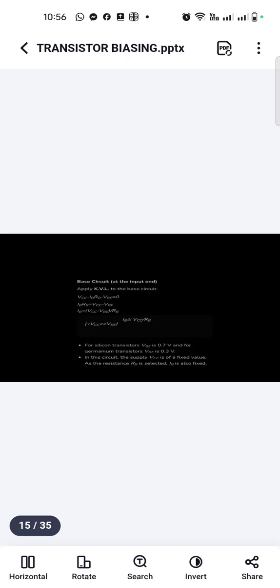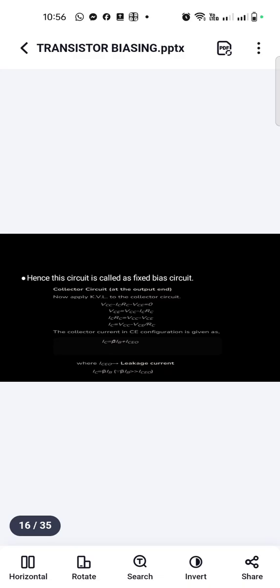So see the condition: for a silicon transistor, the VB value is 0.7 volt, and for germanium it may be 0.3. Generally we use the silicon transistor only. Here the supply voltage is fixed, RB is selected, so IB is also fixed. Now the next case, what's the next one? Second type of biasing, collector to base bias, or we can say feedback.